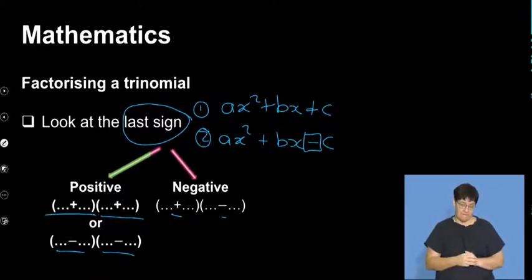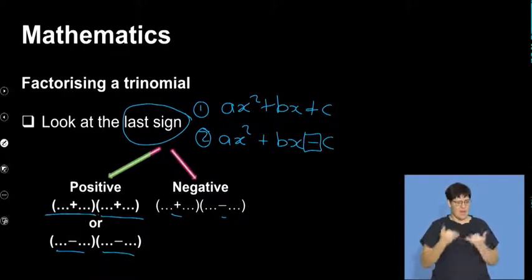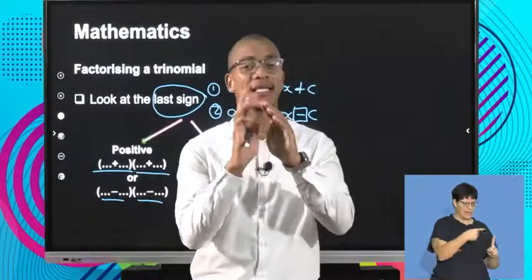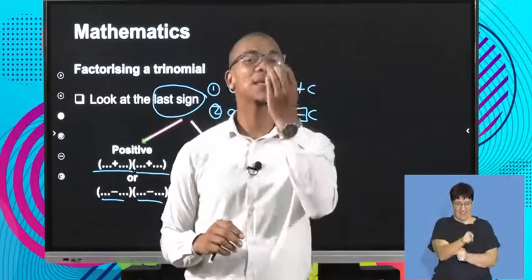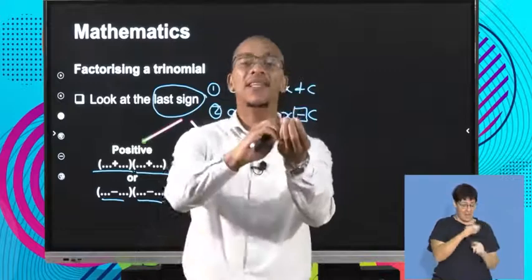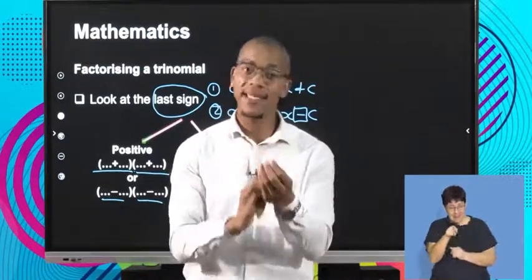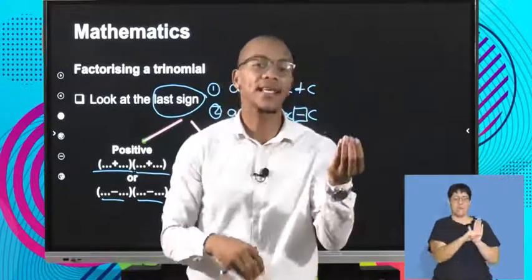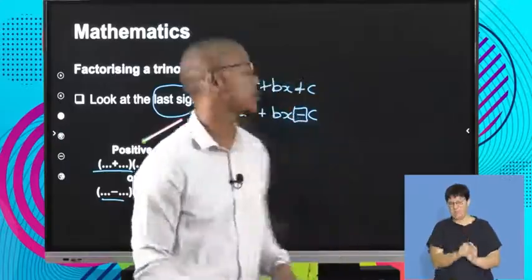If the last term is a positive, it means it's either plus, plus, or minus, minus. How do you then determine whether plus, plus, or minus, minus? You look at the middle term. If the middle term is a plus, then it's definitely a positive and a positive. If the middle term is a minus, then it is definitely a negative and a negative. Let me give you examples of what I'm talking about.